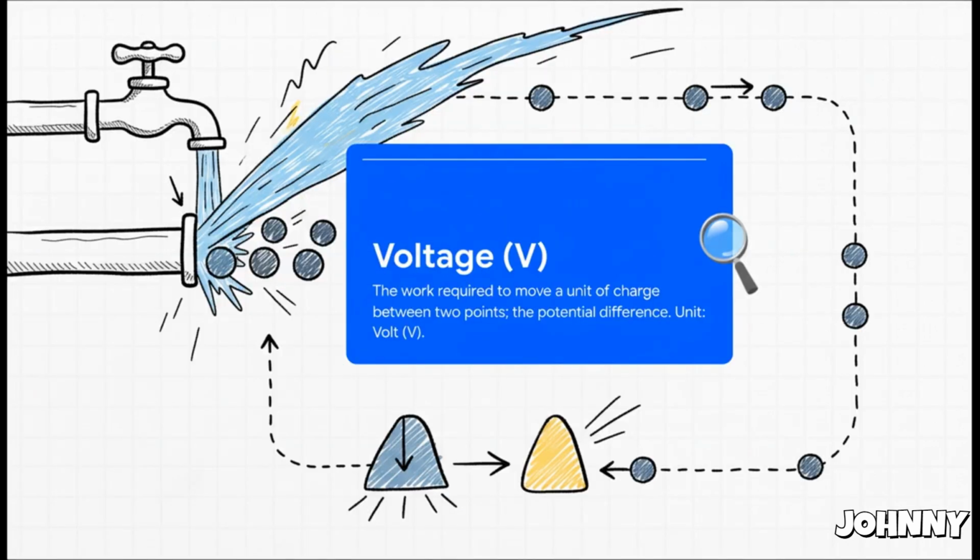Right. But what makes the water flow in the first place? You need pressure, right? And that's exactly what voltage is. It's the electrical pressure. It's the push that gets all those charges moving. Without voltage, the current just sits there and doesn't go anywhere.